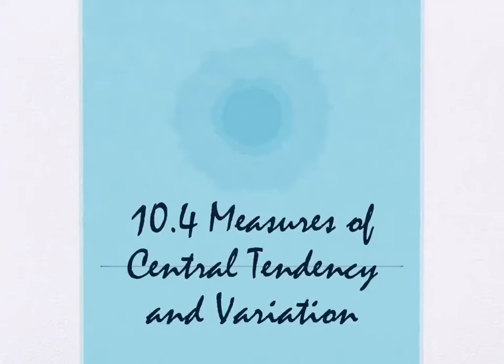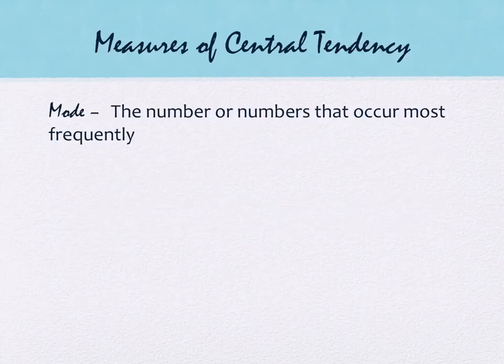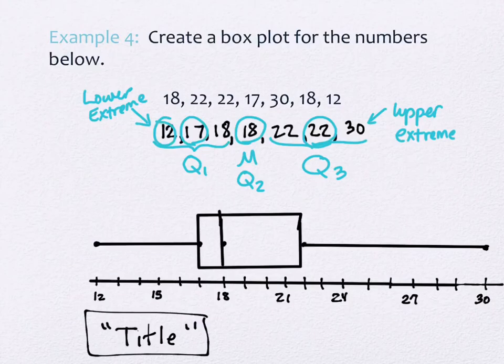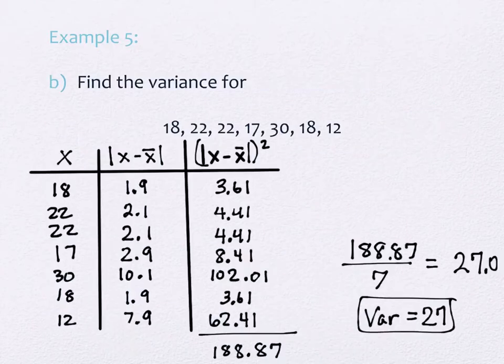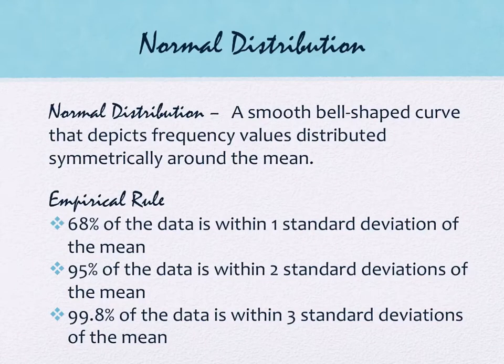All right, today we're going to finish section 10.4. We are looking at variation. Last class period we stopped with variation, specifically with variance and standard deviation. And today we're going to pick up on one way in which standard deviations are actually utilized, and that is within normal distribution.